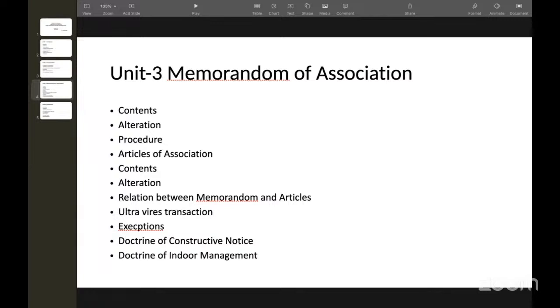Last class we have discussed Unit 1 and 2. Today we are going to discuss Unit 3 and 4. So Unit 3, as you can see the contents, Unit 3 is Memorandum of Association.